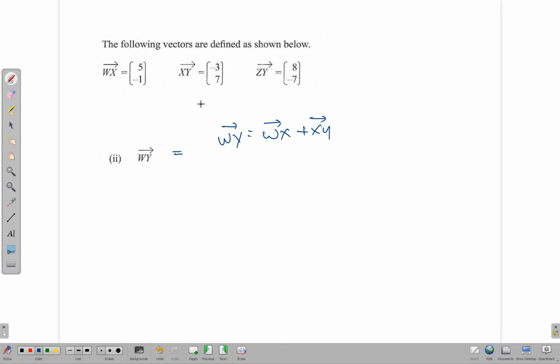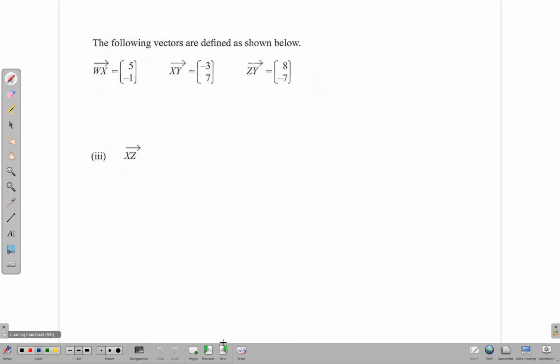wx is equal to (5, negative 1), and xy is equal to (negative 3, 7). And we can just go ahead and add those. 5 plus negative 3, of course, is 2. And negative 1 plus 7 is 6. And so that would be the vector wy that we get by connecting these two vectors wx and xy.